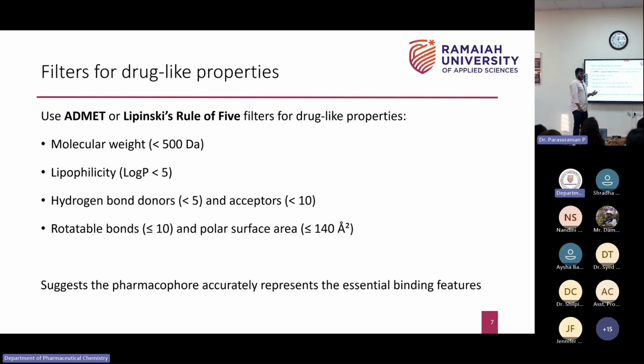Here, filters for drug-like properties. What other filters can we add in pharmacophore modeling that enhance biological affinity towards the protein, so that it gives the highest binding affinity or biological activity? Like Lipinski's rule of 5. You all already know about Lipinski's rule of 5. The molecular weight is less than 500 Dalton, and the lipophilicity log P less than 5. Hydrogen bond donors less than 5 and acceptors less than 10. Rotatable bonds are also less than or equal to 10, and polar surface area under 140 angstrom squared.